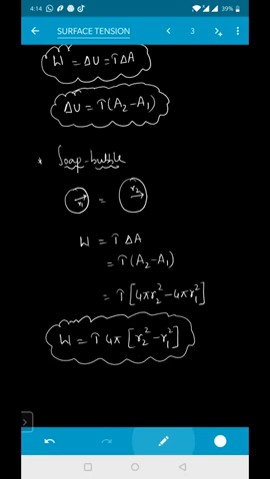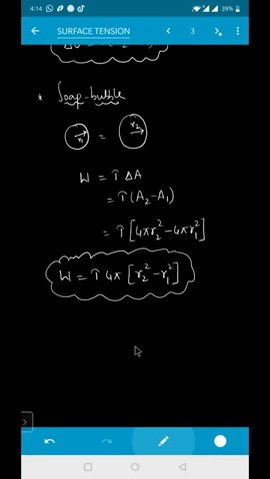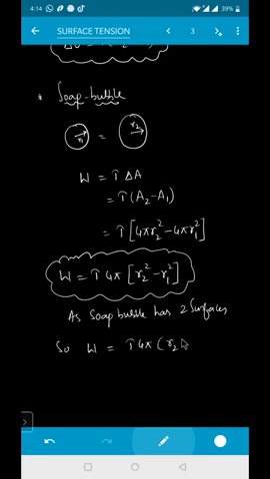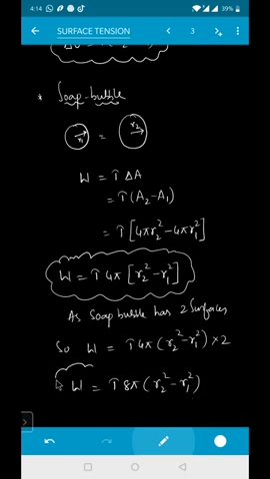Now see, if I'm talking about a soap bubble, how many surfaces does it have? Two surfaces, as a soap bubble has two surfaces. So this work done will be equal to T into 4 pi into R2 square minus R1 square, multiplied with 2. So work done will come out as 4 into 2, that will be 8. This will become T into 8 pi into R2 square minus R1 square. Is it clear?